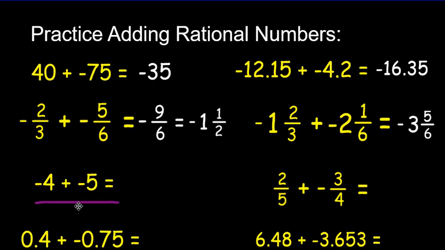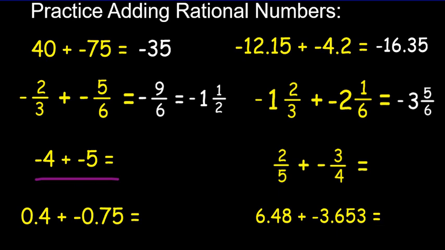Let's try the next one. Negative 4 plus negative 5. That's right. Think of the model. Start at the first number, move to the left for another negative. Since they're both negative, it's just like adding, except that my sum will be negative, a negative 9. How about this one?